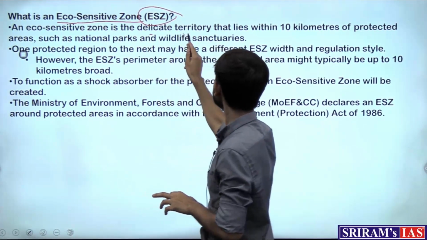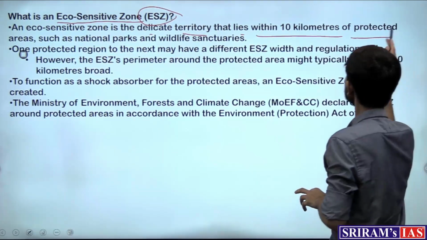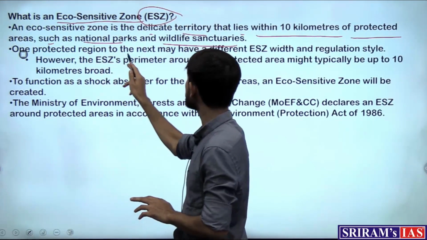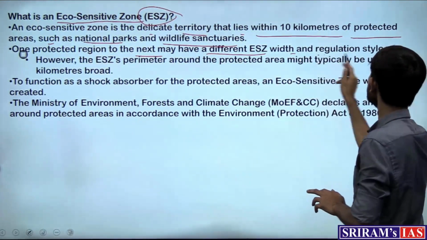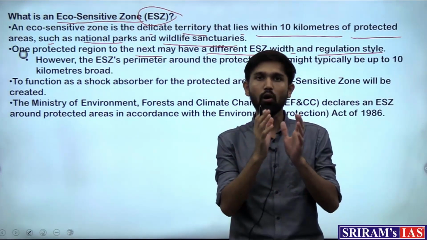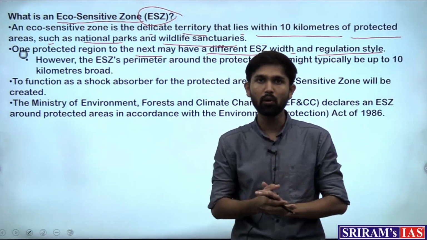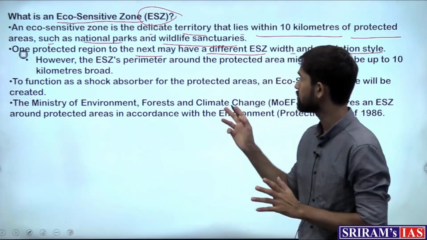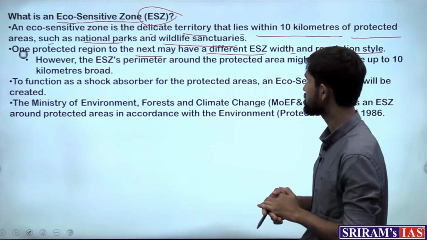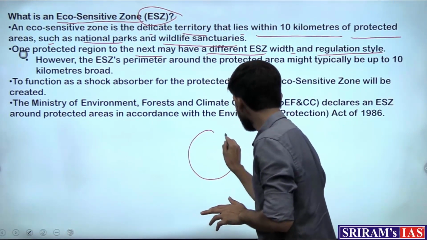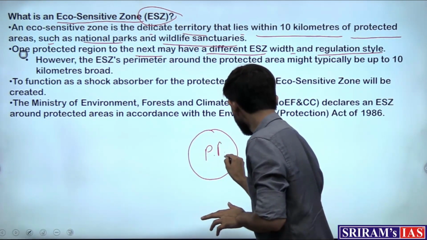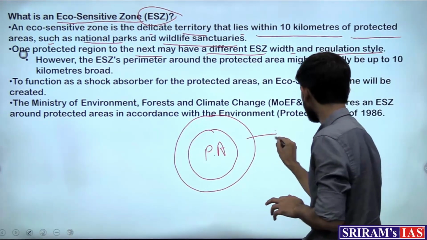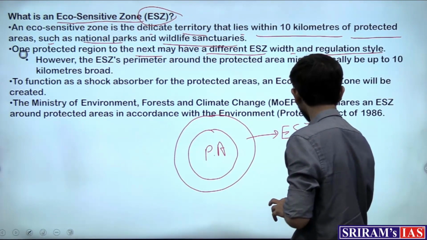So it is the delicate territory that lies within 10 kilometers of the protected areas such as national parks and wildlife sanctuaries, and one protected region to the next may have a different ESZ width and regulation style. So is it necessary that all of the protected areas will have a 10-kilometer boundary line around themselves? That is not necessary. It can vary according to the geography as well as the regional variations. So if this is the protected area, an additional boundary around that protected area will be our eco-sensitive zone. Alright, this zone is there.